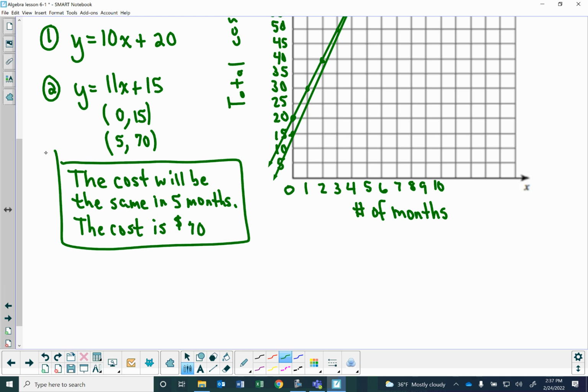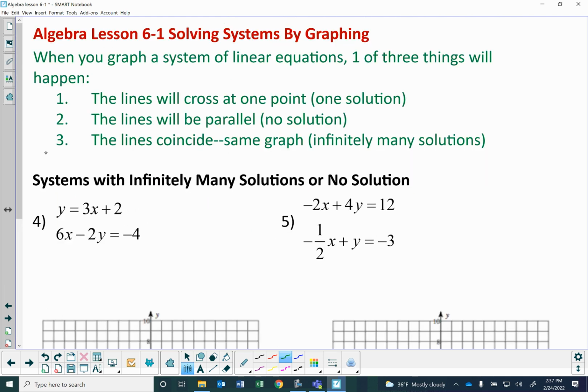All right, now, when you graph a system of linear equations, one of three things will happen. Right now, all three of our graphs crossed in a single point. So the lines will cross at one point and have one solution, which means they're consistent. Remember, I defined those at the beginning. A consistent system is a system that has at least one solution. And in the particular instance that we were working on, all of these are independent as well, because they only had one solution. The lines could be parallel.